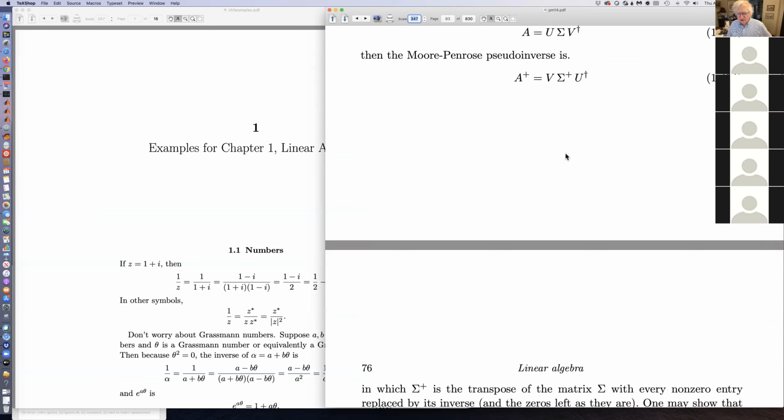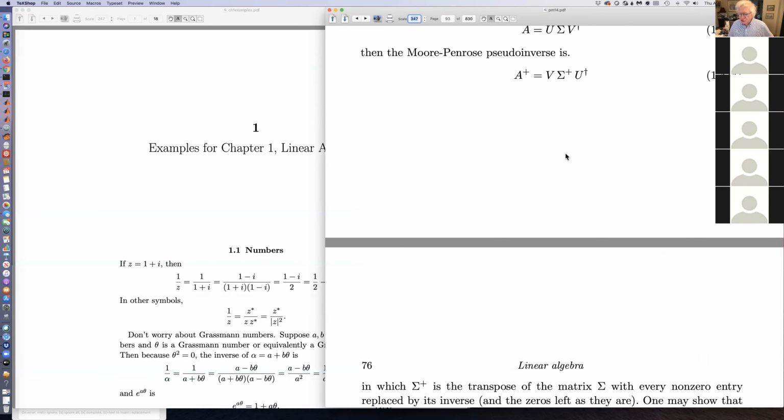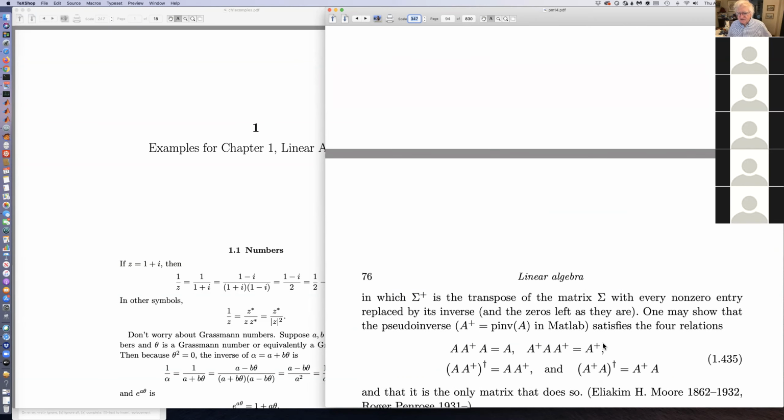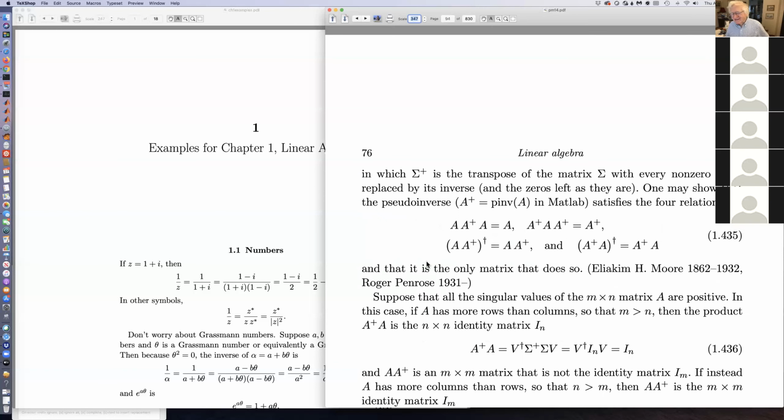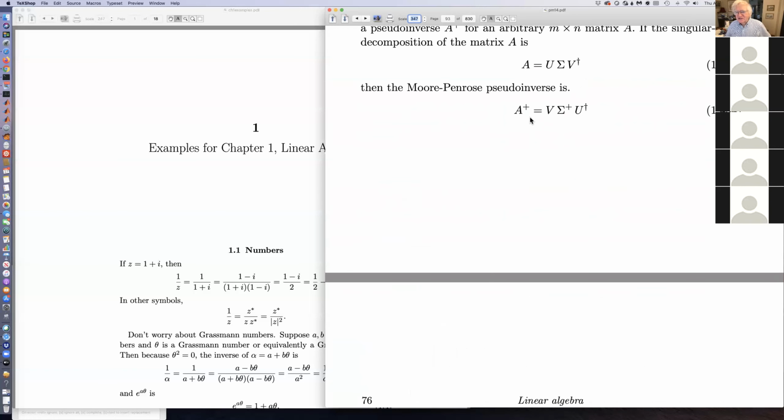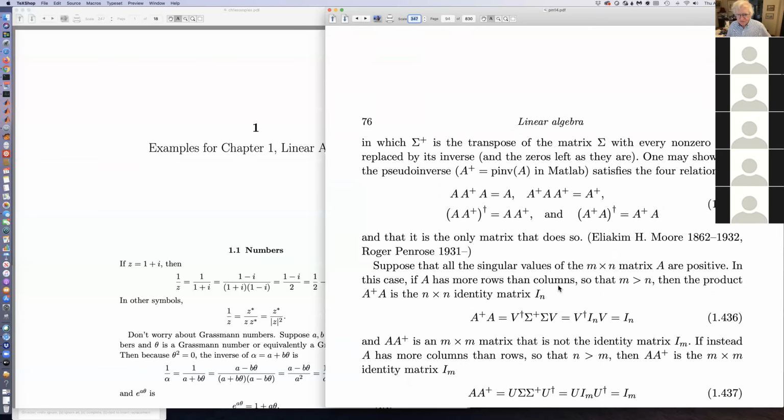Now, what is sigma plus? Sigma plus is the transpose of the matrix sigma with every non-zero entry replaced by its inverse. You leave the zeros alone, of course. You don't want a lot of infinities. And so it's a very simple procedure. You can show that it satisfies all these nice identities. So A plus is sort of like the inverse of the matrix A. It's the best you can do.